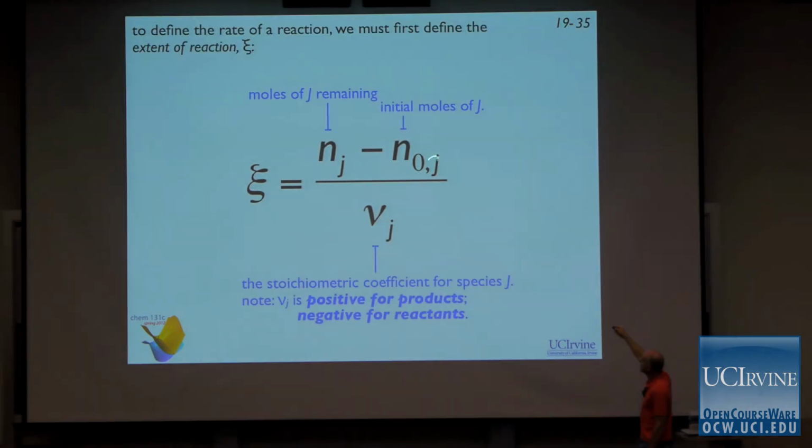This is the initial moles of some species J. The number of moles is a function of time of species J. And this is the stoichiometric coefficient that applies to species J. It's positive for products and negative for reactants. The stoichiometric coefficient for reactants is negative. I'm sure that's something we haven't said earlier. And it's in units of moles.